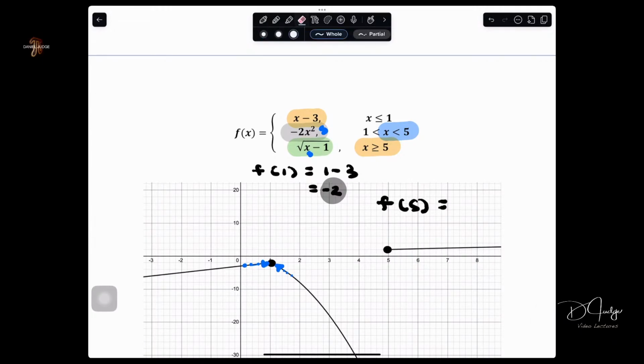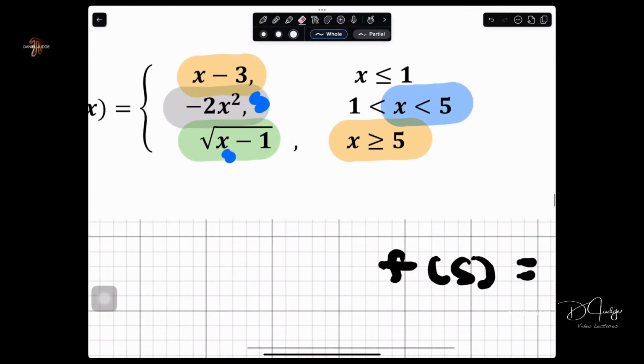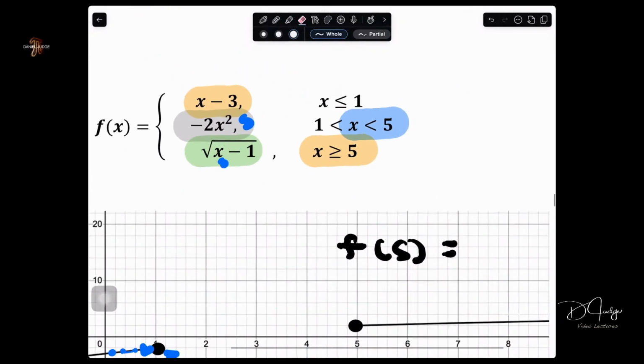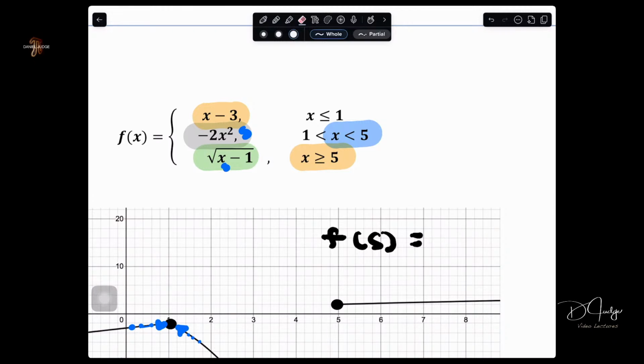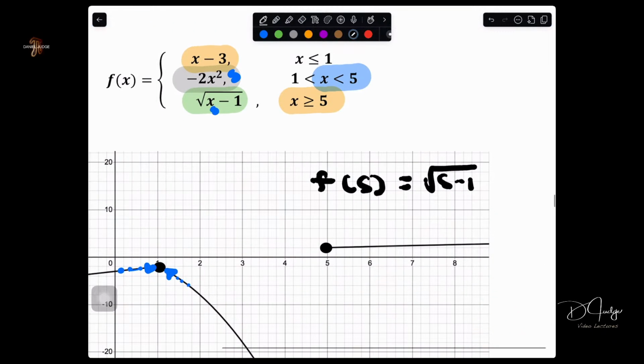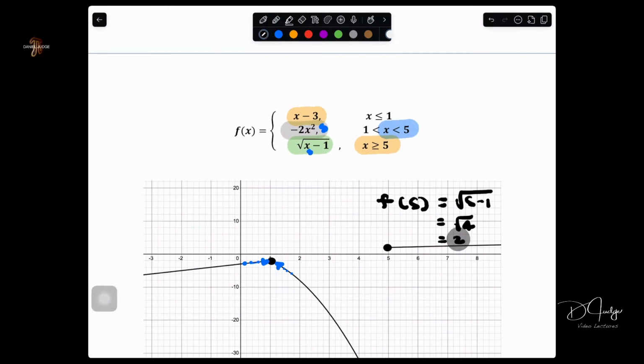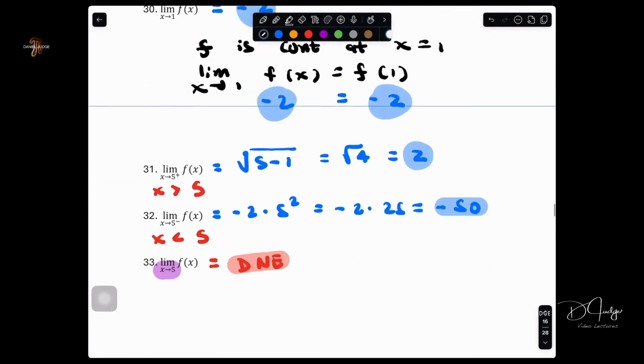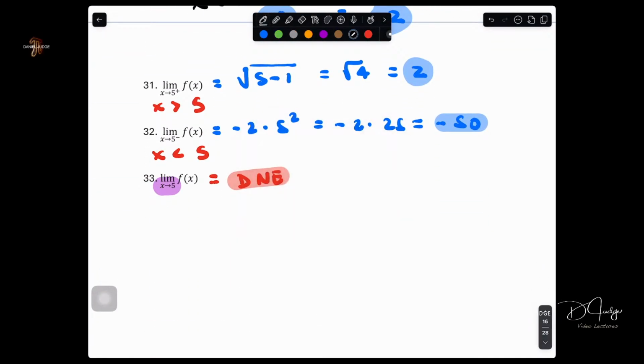You say, which piece do I use when x is 5? Well, you use the bottom piece because they say use that when x is greater than or equal to 5. So that's the square root of 5 minus 1, which would be the square root of 4, and that answer is a 2. They didn't ask this question, but be prepared for that.